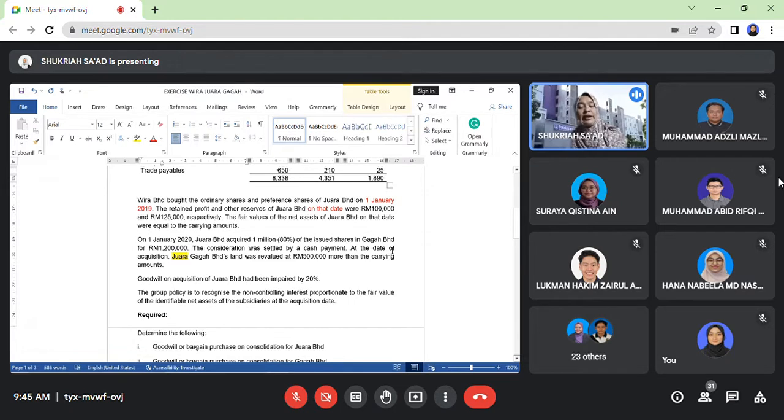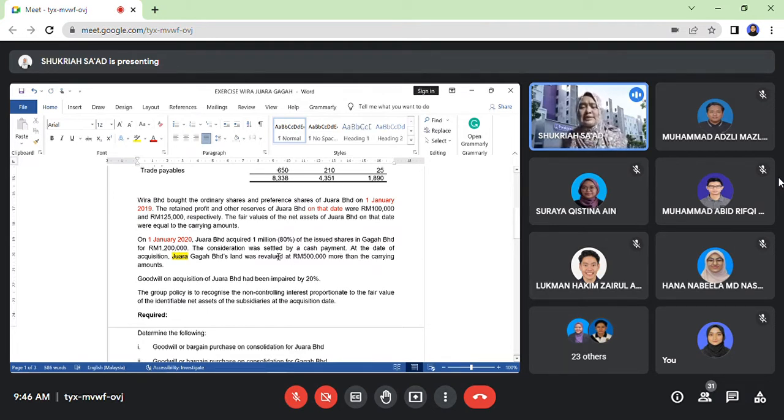When is it dia punya DOA class? Bila DOA? 1 Januari 2019. At the date of acquisition. Bila ni? 2019? 2019 Wira dengan Juara. Ini Juara acquired Gagah. Ni DOA. 1 Januari 2020. Juara dengan Gagah. Juara acquired Gagah on 1 January 2020.